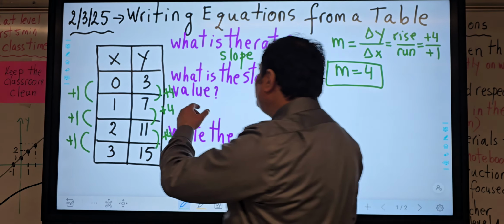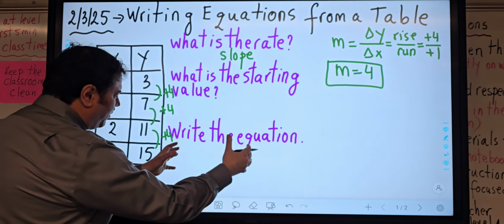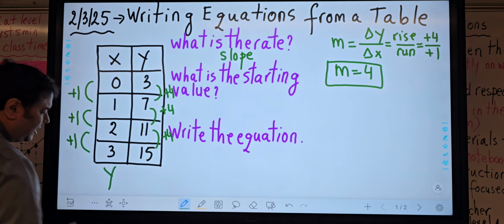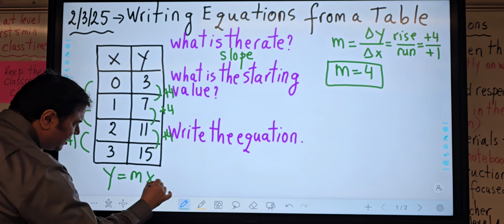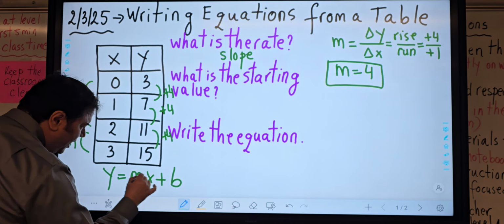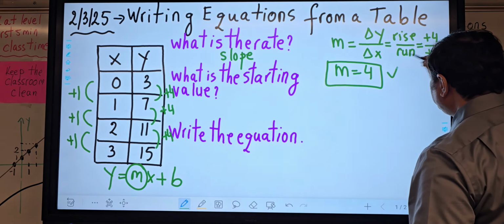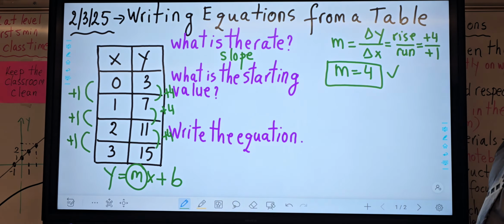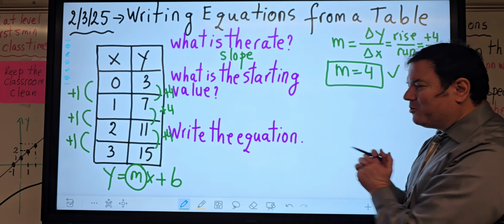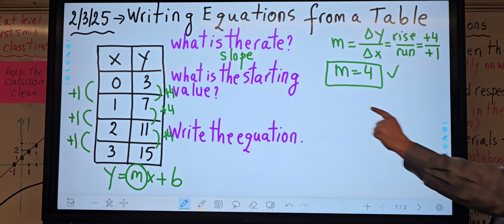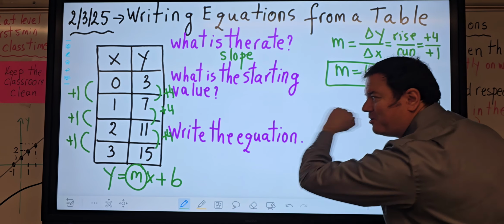So we found the slope in our equation, which we are going to write into this form: y equals mx plus b. And we already found the slope. We found the m. So now we need to find the b. And after we find the b, we can write our equation. But let's try to answer the second question. What is the starting value?